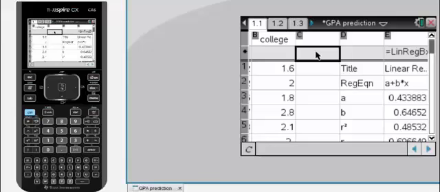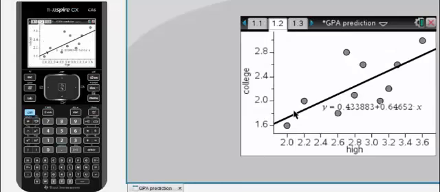So what I'm actually going to do is tell my calculator to calculate all of the predicted values. I'm going to try to calculate what my predicted college values would be. So basically, not what my actual values are, not where these points are, but where they are supposed to be. Where are they predicted to be? This one's predicted to be up here. This one's predicted to be down here.